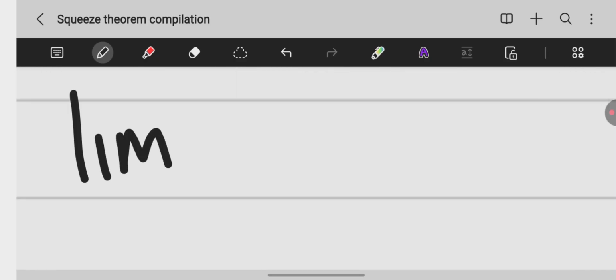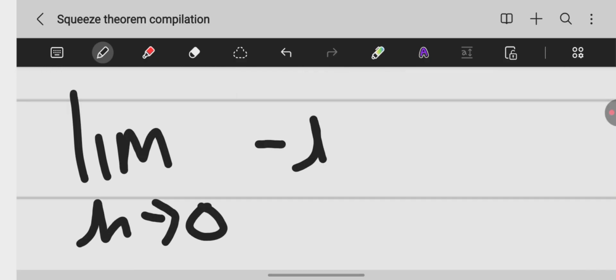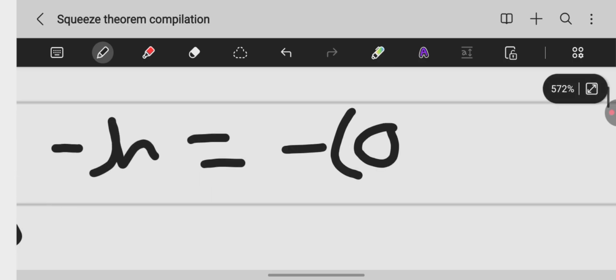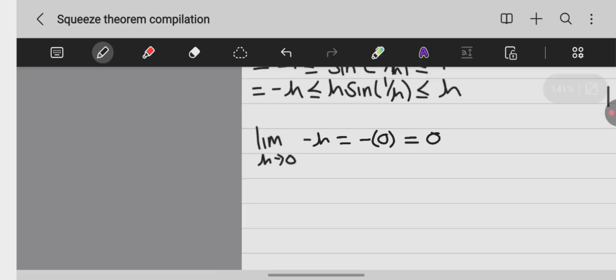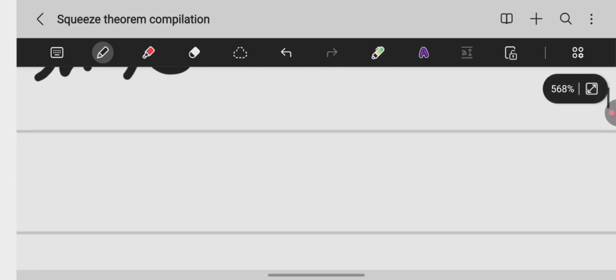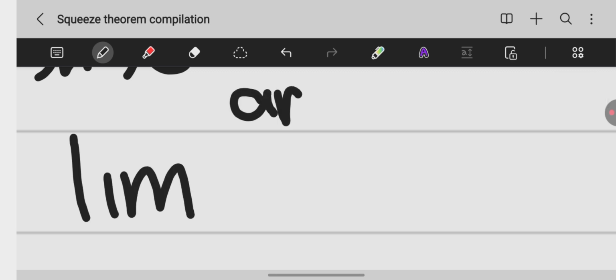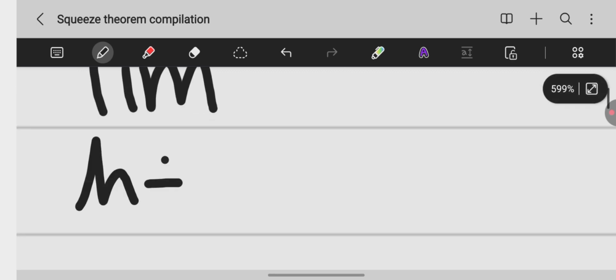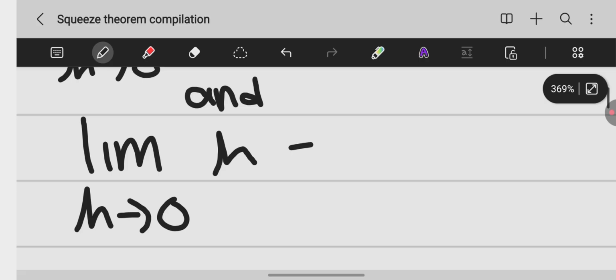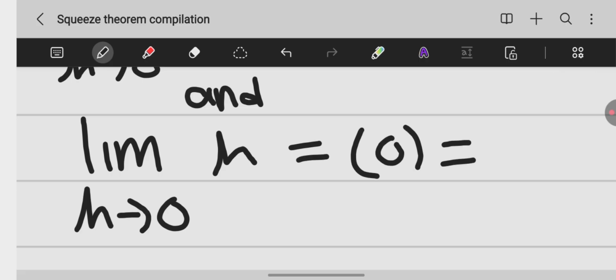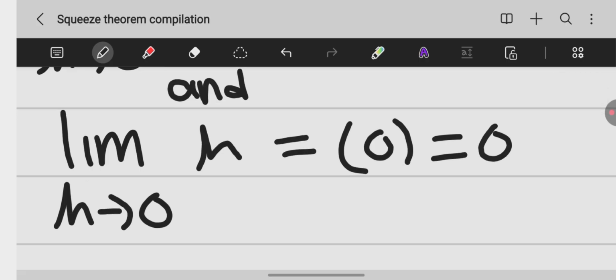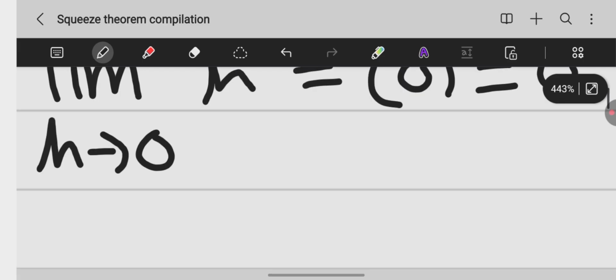So the limit as h approaches 0 of negative h is the same as negative 0, which gives us 0. And then evaluating the right, the limit as h approaches 0 of the positive h is 0. I don't think I have to write that twice, but just for the sake of writing it.